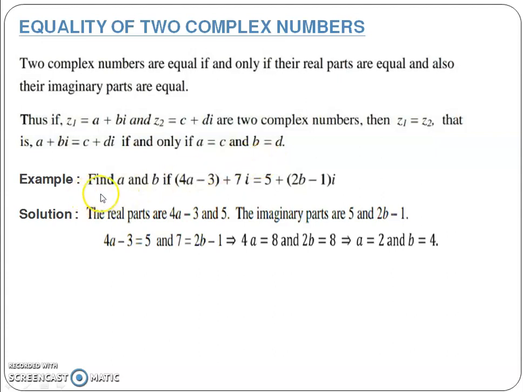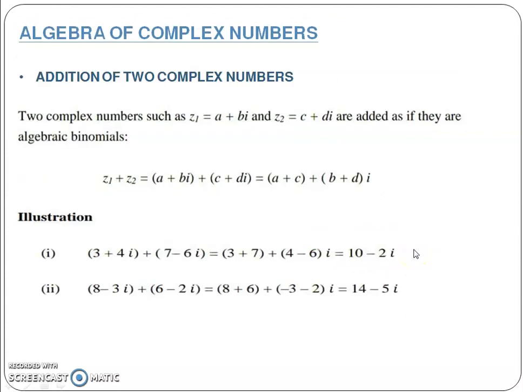For example, find a and b if 4a minus 3 plus 7 iota is equal to 5 plus (2b minus 1) times iota. Since the two complex numbers are equal, equating their real and imaginary parts, I have 4a minus 3 is equal to 5 and 7 is equal to 2b minus 1. I have two equations in a and b. From these, we can calculate the values of a as 2 and b as 4.